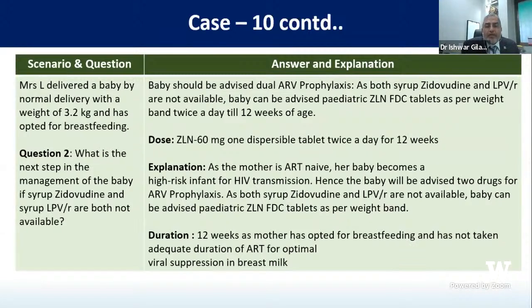As the mother is ART naive, her baby becomes a high-risk infant for HIV transmission, and the baby will be advised two drugs for ARV prophylaxis. As both zidovudine and lopinavir are not available, the baby can be advised pediatric ZLN FDC tablet as per weight band, for 12 weeks as the mother has opted for breastfeeding and has not taken adequate duration of ARV for optimal viral suppression in breast milk. And we can add a scenario, if we are in Mumbai or in a place where a pharmacist can help divide the tablet into sachets and give. Next.